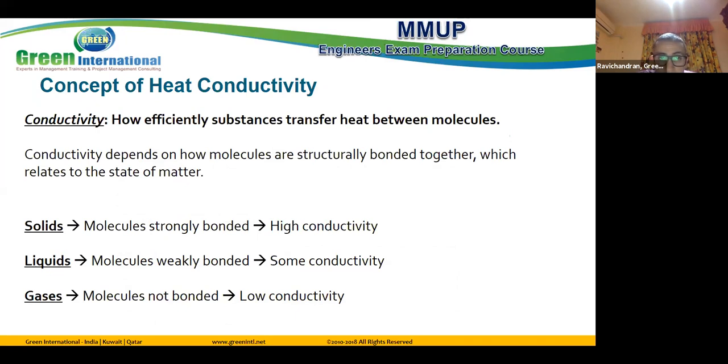Conductivity is how efficiently a substance transfers heat between molecules, whether it is a good conductor or not. This conductivity depends on the material and the bonding within the material. If the material is strongly bonded, it has good contact, so it has high conductivity. But if it has low bonding or is not bonded, like gases, it has low conductivity. Liquid is in between solid and gas. So conductivity depends on how molecules are structurally bonded together, and on the state of matter.